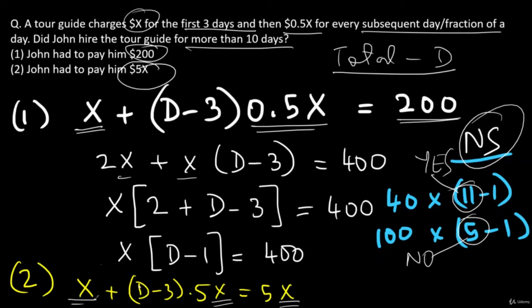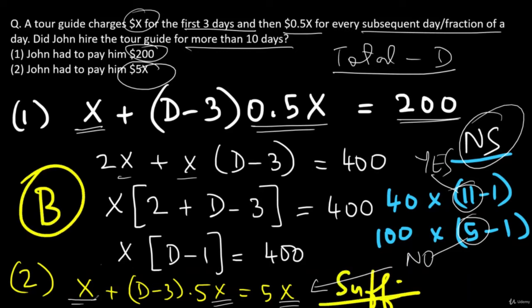Now therefore, you don't need to find D actually. You just need to know that you can find D. You have one equation over here. After x is gone, there will be just one variable, which is D, right? So you can find D, and that is enough to identify that statement 2 alone is sufficient. And therefore, the correct answer to this question is option B.